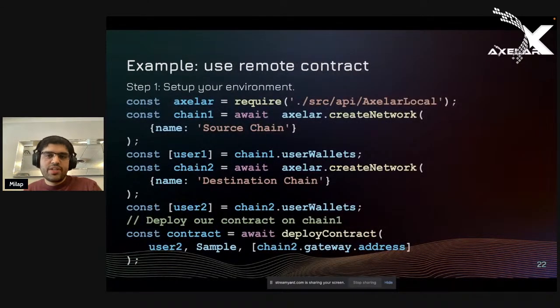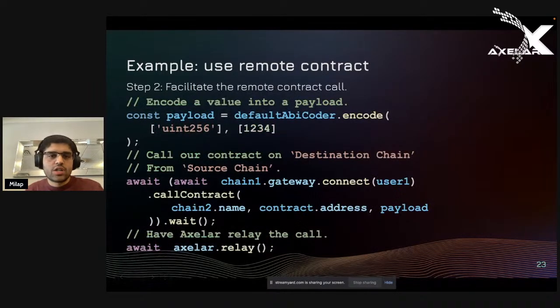All right. So similarly, you can see an example here. You can create two networks, source and destination chain, and deploy a contract on chain one to do the setup. Now let's do a remote contract call. The source chain encodes a payload in the way they see fit, based on their format, which in this case is just a uint256. Then, connecting to the gateway smart contract on the source chain, the application can call the contract, providing the destination chain, the destination address, and the payload, and then have Axelar relay the call.